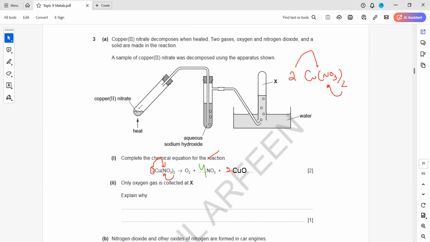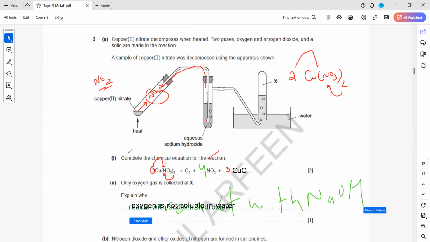So when we heat copper(II) nitrate, it gives what? It gives nitrogen dioxide, which is an acidic oxide, and it also gives oxygen. When it passes through sodium hydroxide, the nitrogen dioxide will dissolve. Why will it dissolve? Because nitrogen dioxide is acidic.